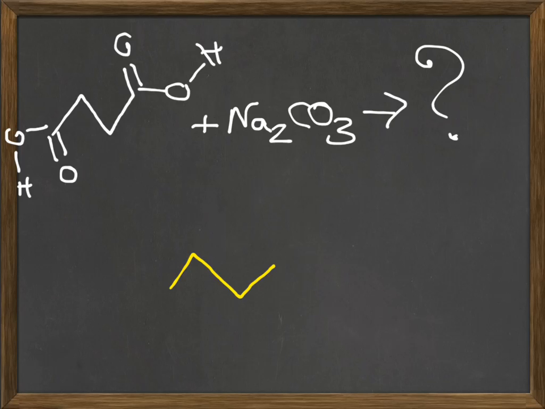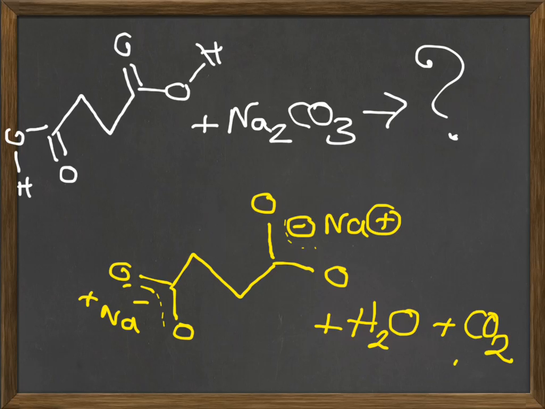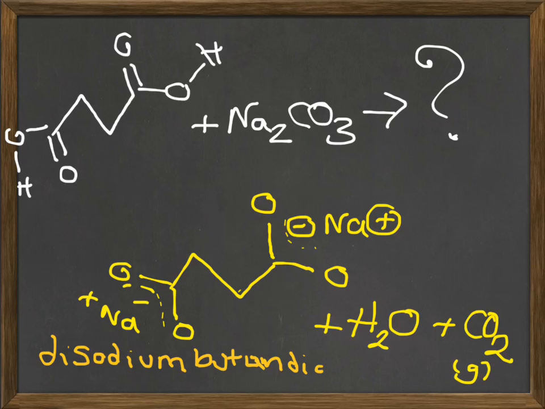All right. Well, with that, you're going to make, again, the carboxylate anions at either end of the chain, and a sodium ion is going to be attracted to each negative anion, and you're also going to have the H2O and the CO2 release. So you're going to see effervescence. This is a very good test for carboxylic acids, because alcohols will not react the same way, so you could differentiate between an alcohol and a carboxylic acid this way. So that's disodium butanedioate.